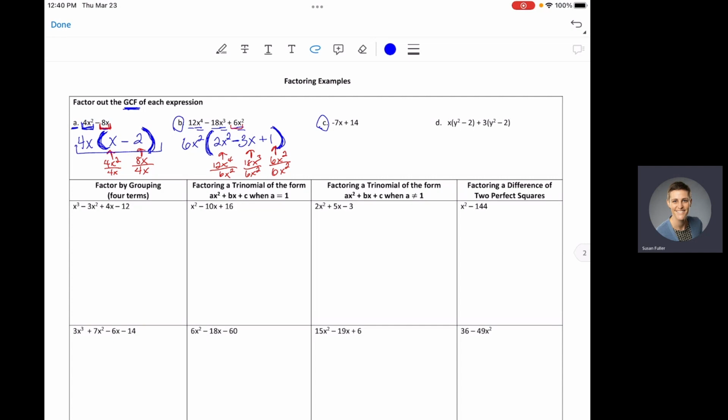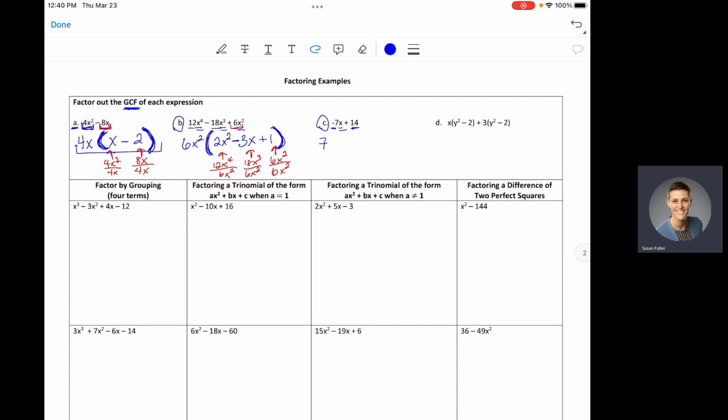All right, let's try part C here. We are looking for the greatest common factor, the biggest thing that factors out of everything. So we're going to look at our numbers first. -7 and 14. What's the largest number that divides out of both? That's a 7. And look at our variables. We have an x here and no x in the other term. So we can't take an x out of both pieces. So the number part is going to be our GCF here.